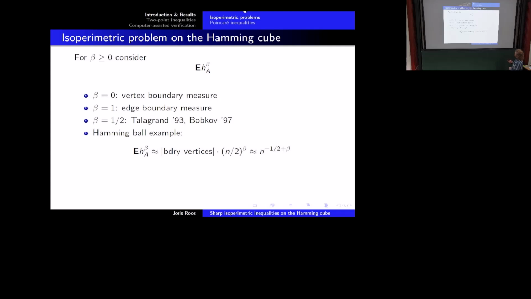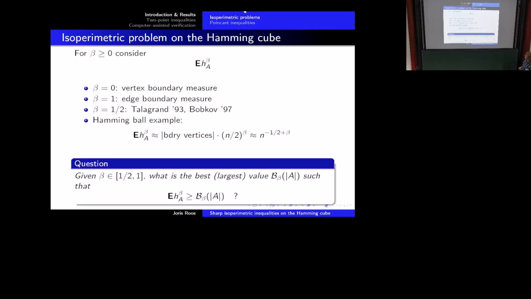And there's exactly n half many ways to do that if half of the bits are 1. So what you can get is that the expectation of h_A to the beta, for sets that are roughly half the volume, is roughly n to the minus 1/2 plus beta. And so if beta is anything less than 1/2, then this will go to 0 again. So beta equals 1/2 is exactly the interesting point where there's a possibility that it might not go to 0, that there might be a lower bound that's non-trivial and uniform in n. And this is indeed the case.